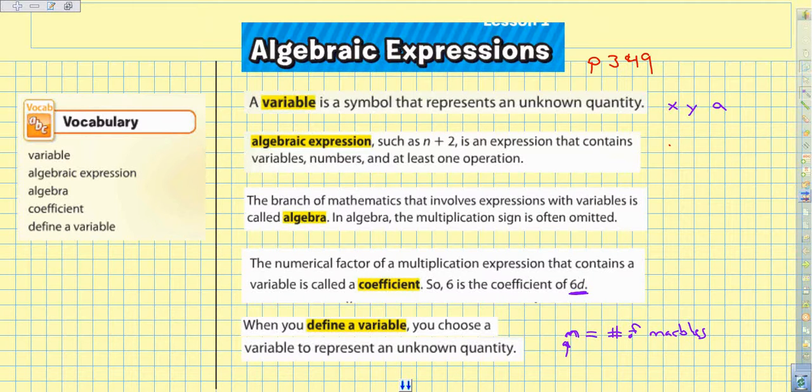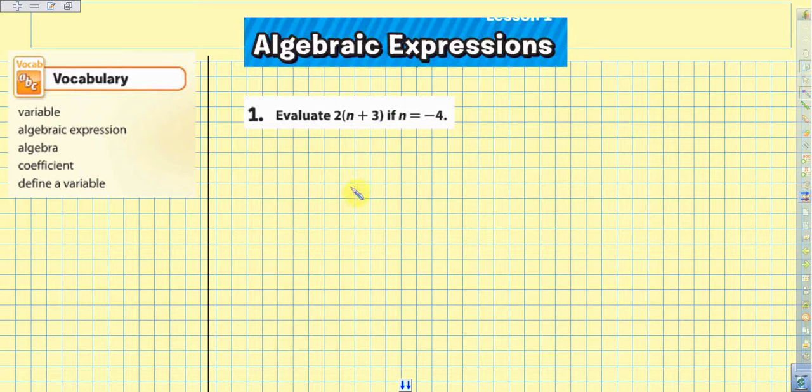Okay, so let's get in with our first problem. Our first problem is number 1. It is found on page 350. And what we're going to do on number 1 is we are going to evaluate. And evaluate means basically we are just going to take what we're given. In this case, we're given n equals negative 4. And we're going to place it into our problem, which is 2 times the quantity n plus 3.